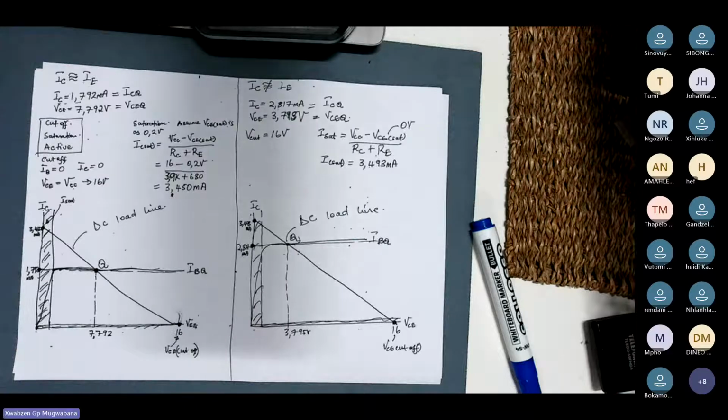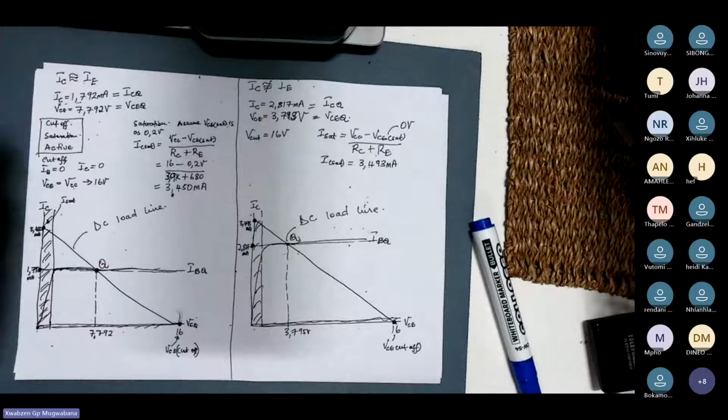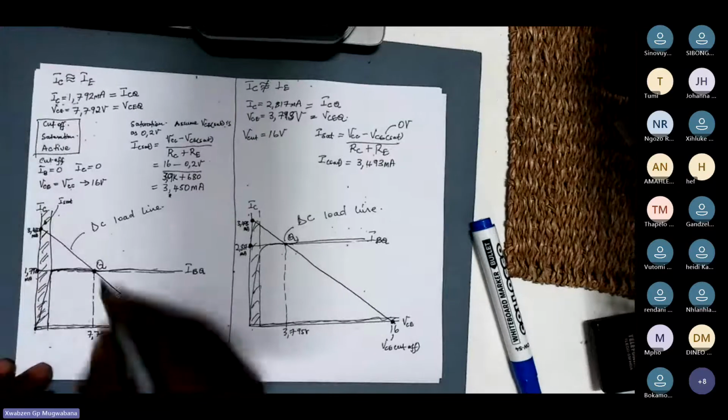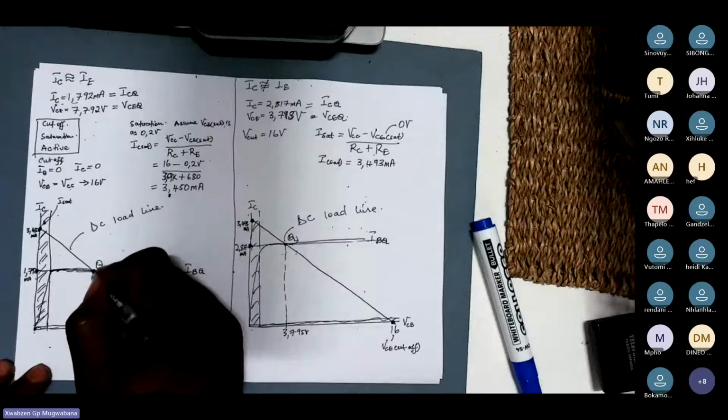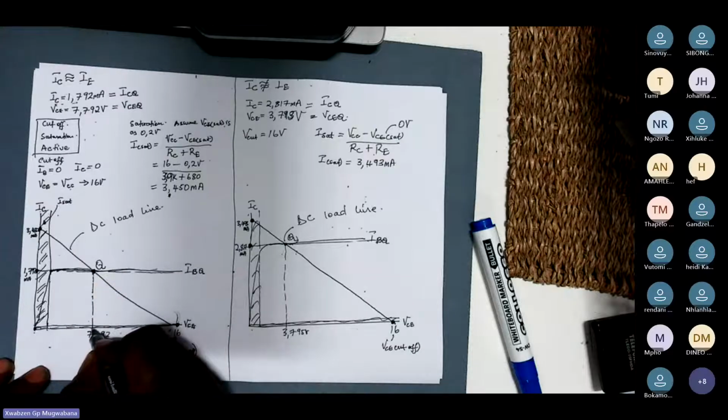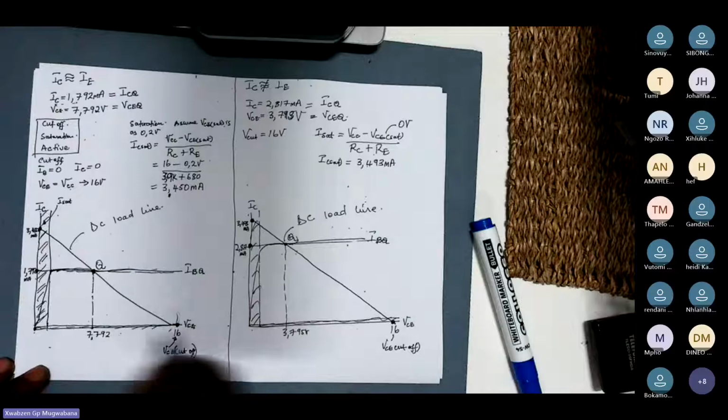Does it make sense? Yes, sir. Now, if I go down parallel to your IC, you will see that from the DC load line, if I draw a line going down parallel, it's going to cut at a point of your VC. It will be in between.